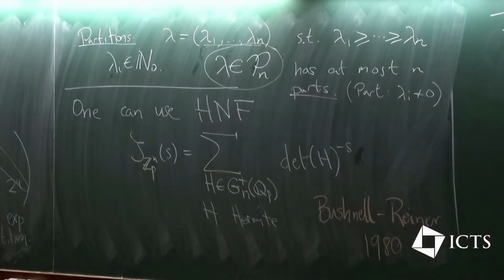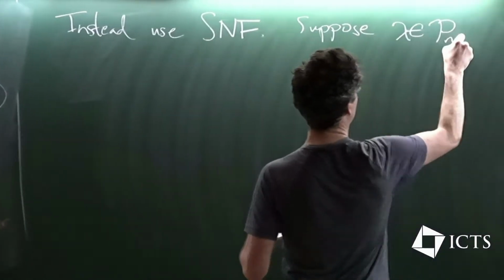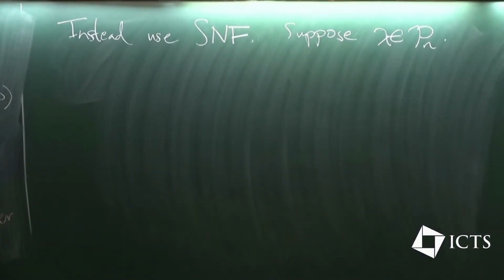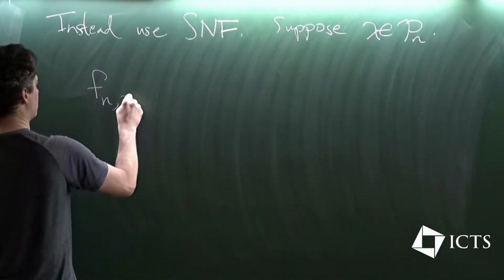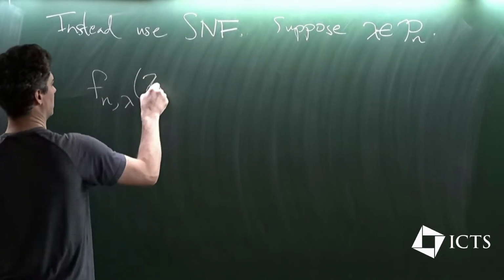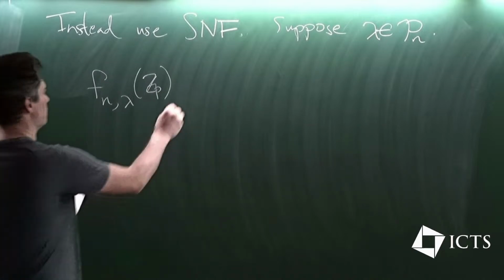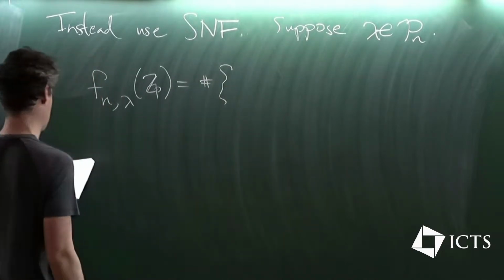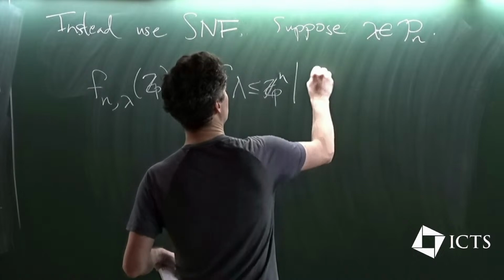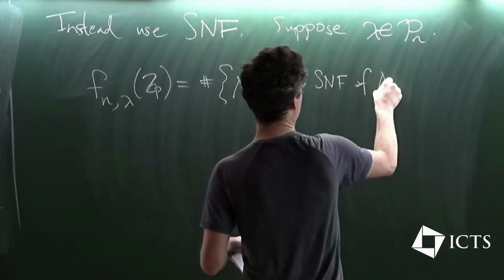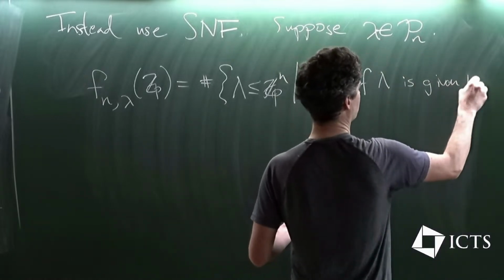All right, so suppose I want to define something here. Lambda is a partition with at most n parts. And I want to define this function, f_n(lambda, Z_p). This is going to count the cardinality of a set. This is the cardinality of all lattices in Z_p^n such that the Smith normal form of the lattice is given by, I'll explain this, lambda.